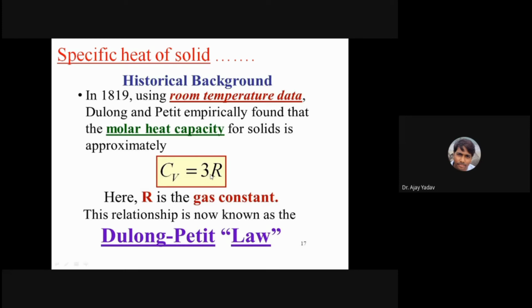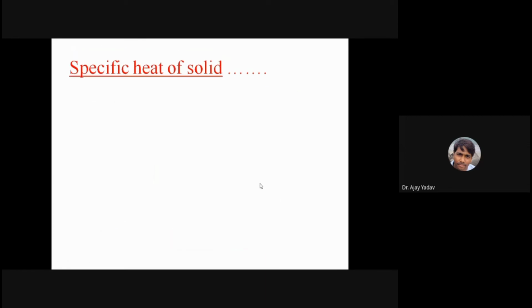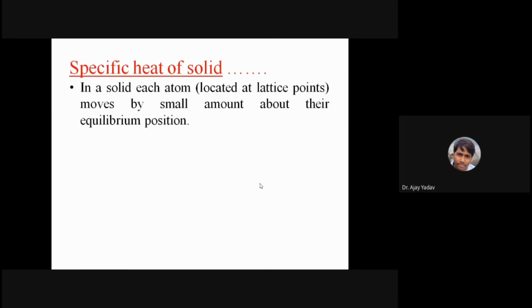Now why is there a three term here, and why does the formula come out to be 3R only? So there is an explanation for that. This was the empirical formula based on the observations. So what could be the reason why the CV is 3R only? Why not any other number? Okay, why not 2R? Why not something else? Why 3R? So there is an explanation for that. An explanation is as follows.